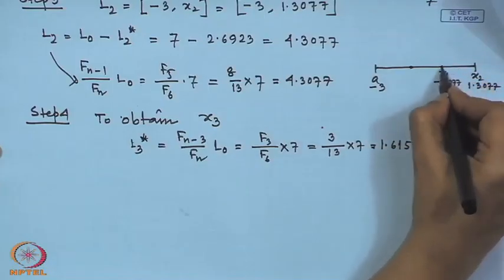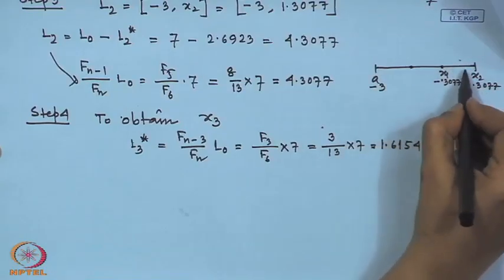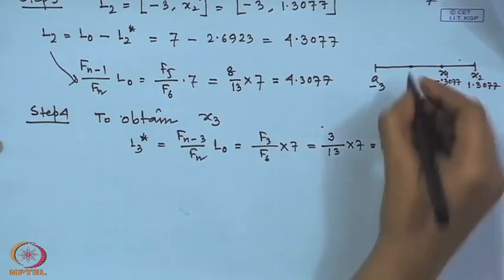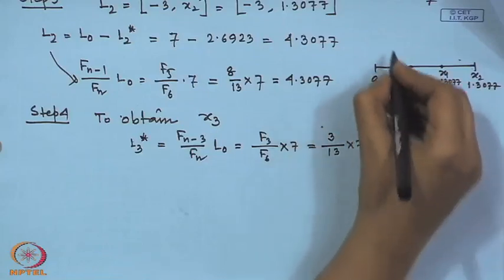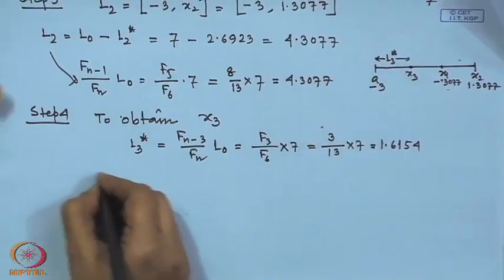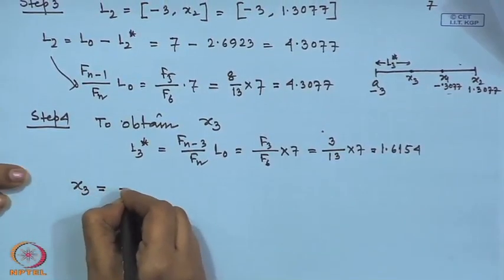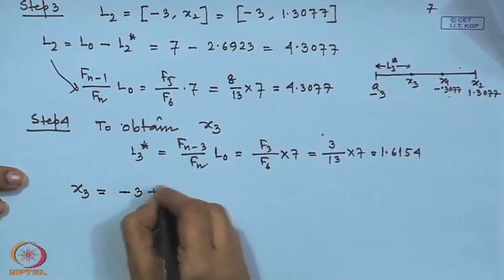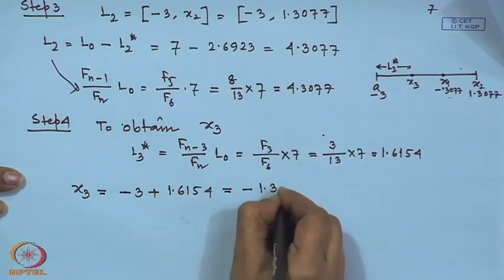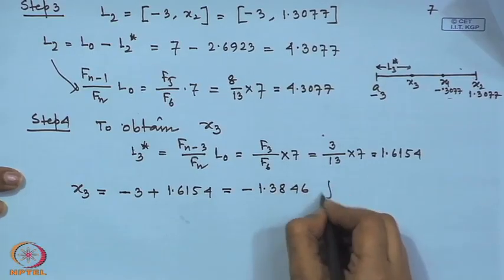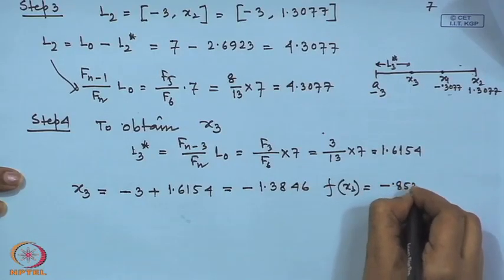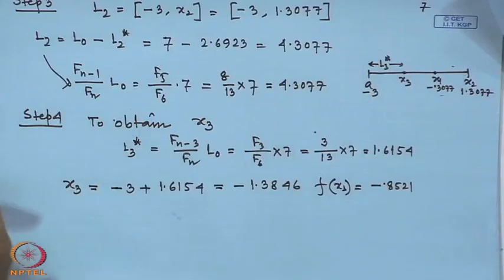And if we just see the fact, x1 is L3 star distance apart, because if I consider the length of the interval from x1 to x2, it is always equal to 1.6154. That is why we have to select x3 such that x3 would be L3 star distance apart from one end. And in this way we will get x3 is equal to my A plus L3 star, that is minus 3 plus 1.6154, and it will come as minus 1.3846. And if we find the functional value at this point, we will get minus 0.8521.